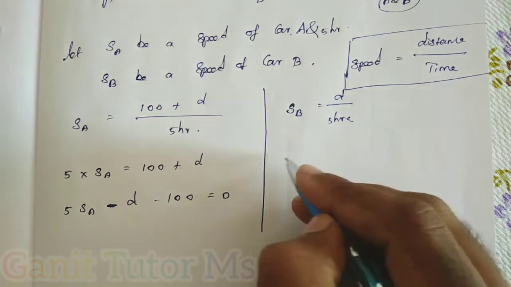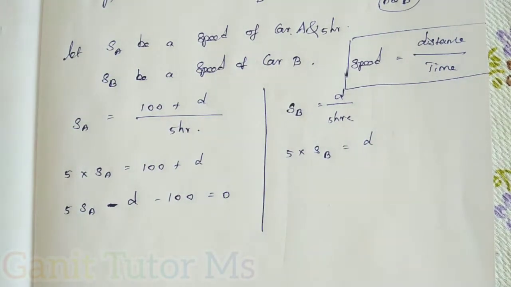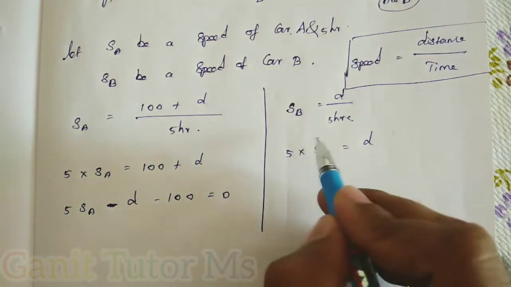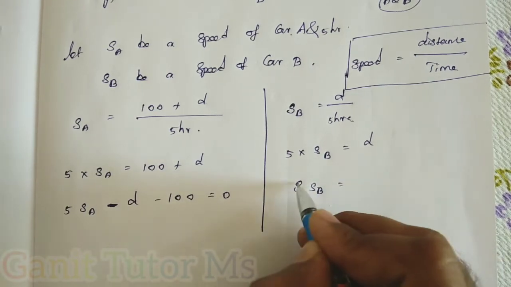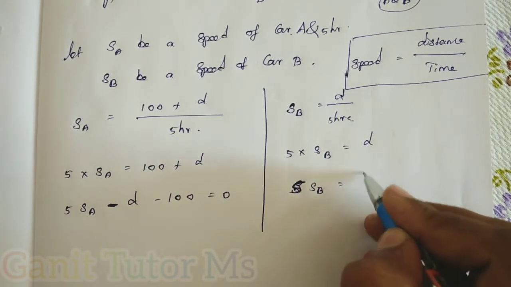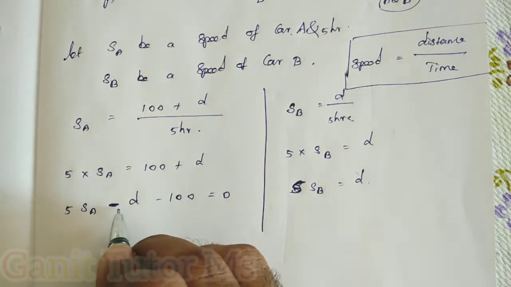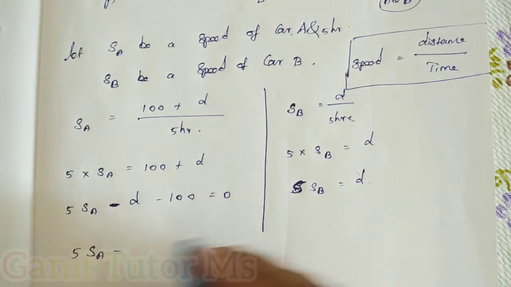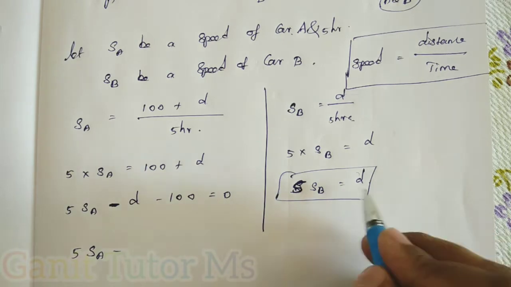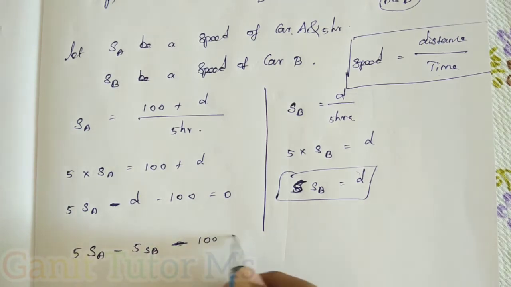Next, here 5 into speed of B equal to D. Clear? Any doubt? Now, instead of D, you can write 5 times of SB, that is 5 times of SB is equal to D. Now we can substitute this D in this equation. So 5 times of SA minus, instead of this term value, we know the substitution method. So in this, D alone we can substitute here. So 5 SB minus 100 equal to 0.